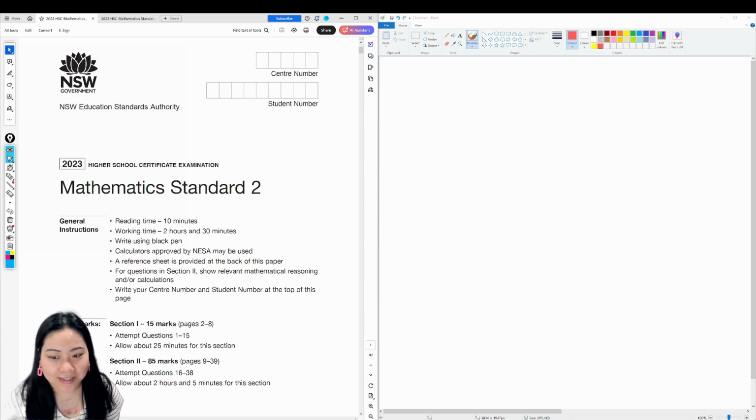So let's get started. This paper has 2 sections. First section is 15 multiple choice questions with 15 marks. They say to allow about 25 minutes for this section. And section 2 is with 85 marks, and it'll take you about 2 hours to answer these short answer and long answer questions. Let's go.